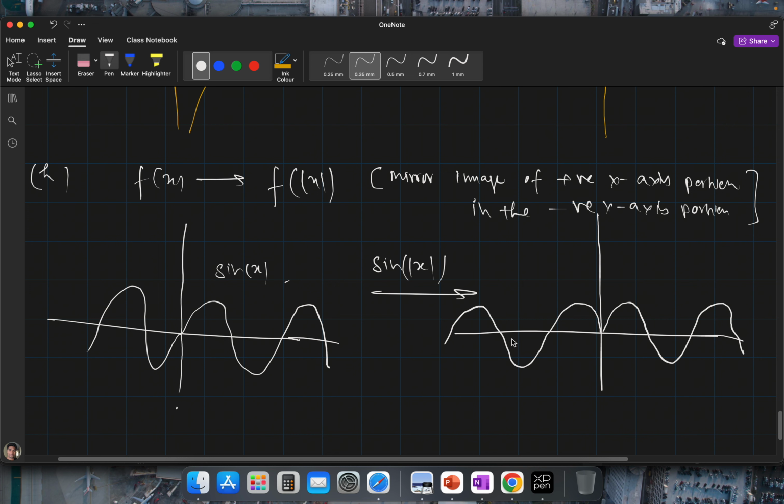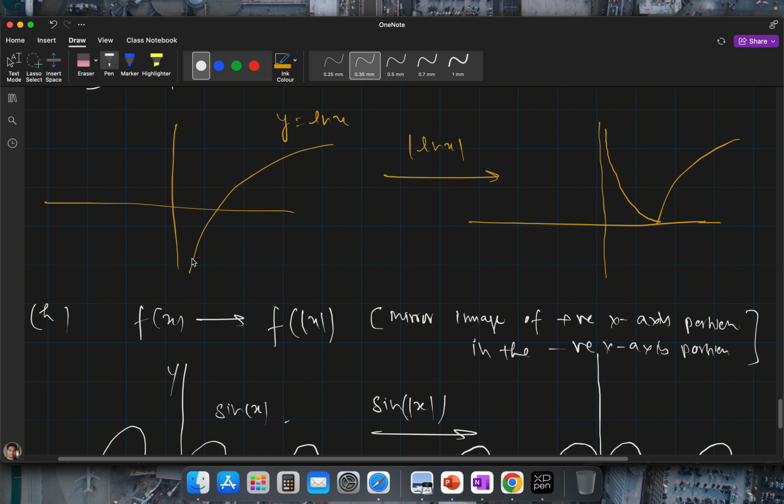Here sin x is not symmetric about the y-axis. Symmetric about the y-axis means the function is even. In this case, sin x is not an even function. Sin x is actually an odd function. So whatever value it shows at x, it will show the negative of it at the value of minus x. So there is no symmetry about the y-axis here. Fine? So this was all about the symmetry of graphs.